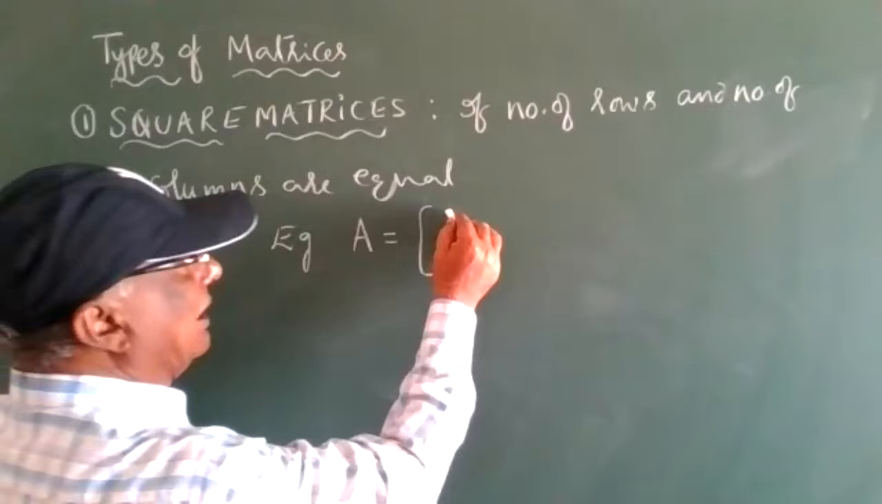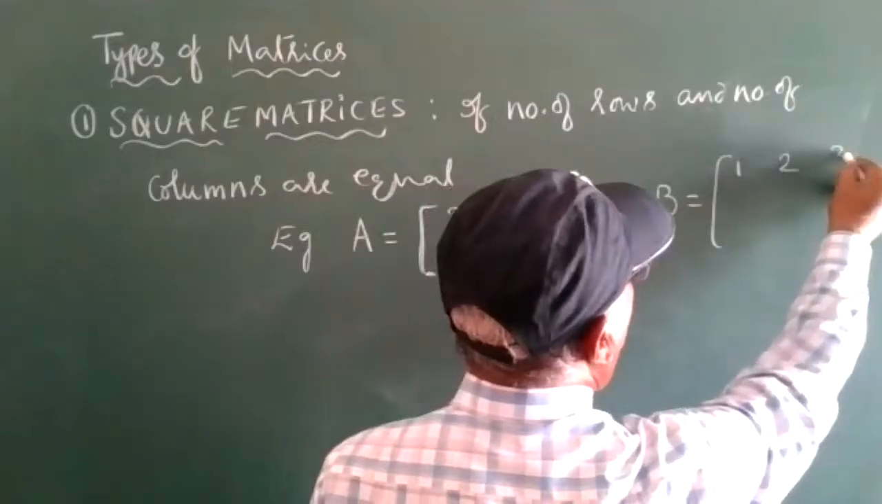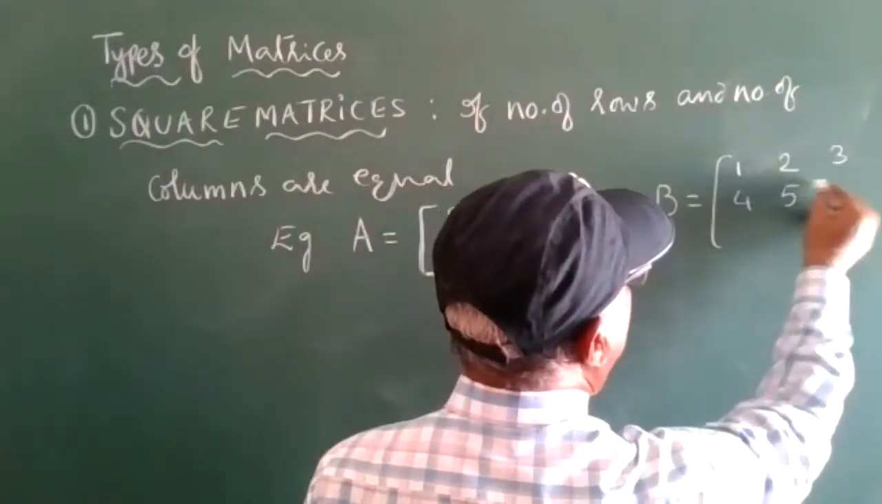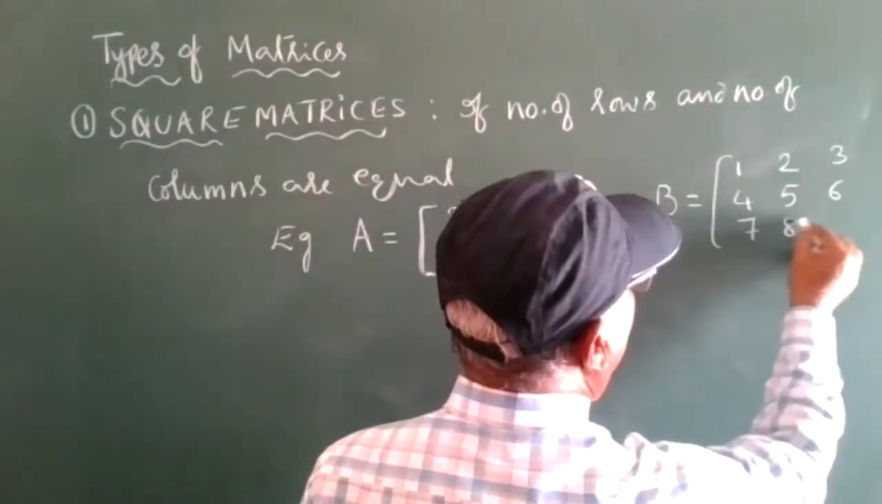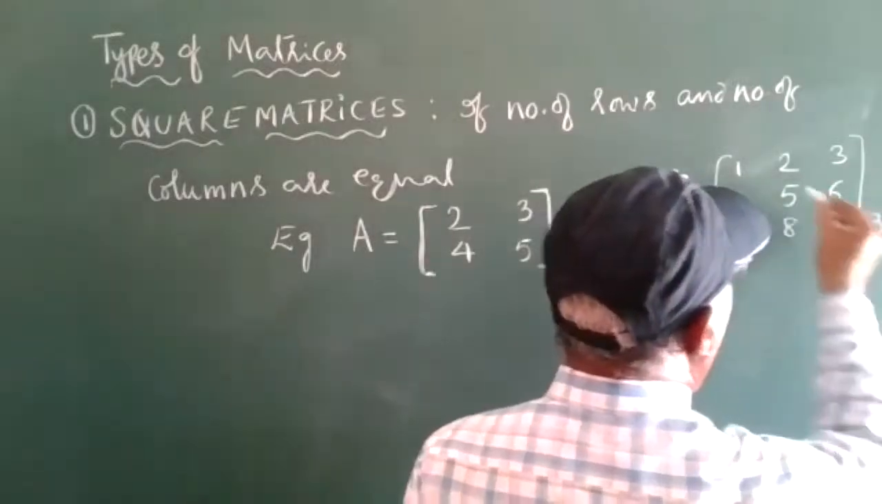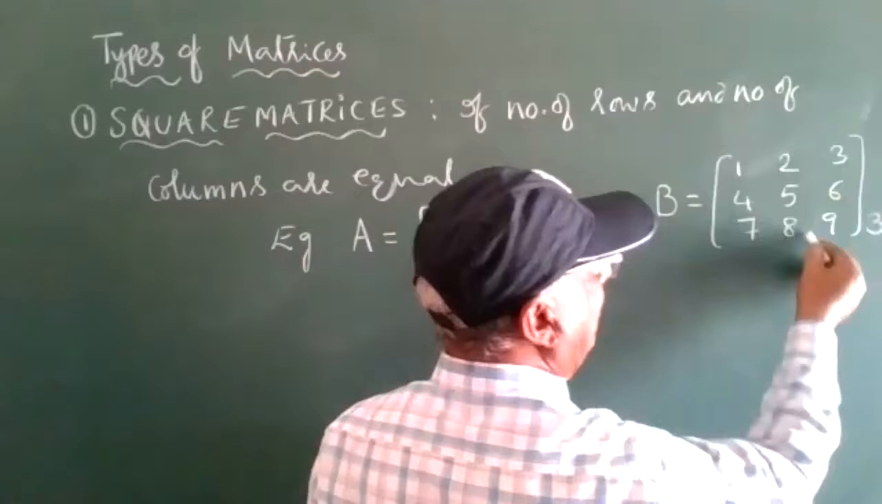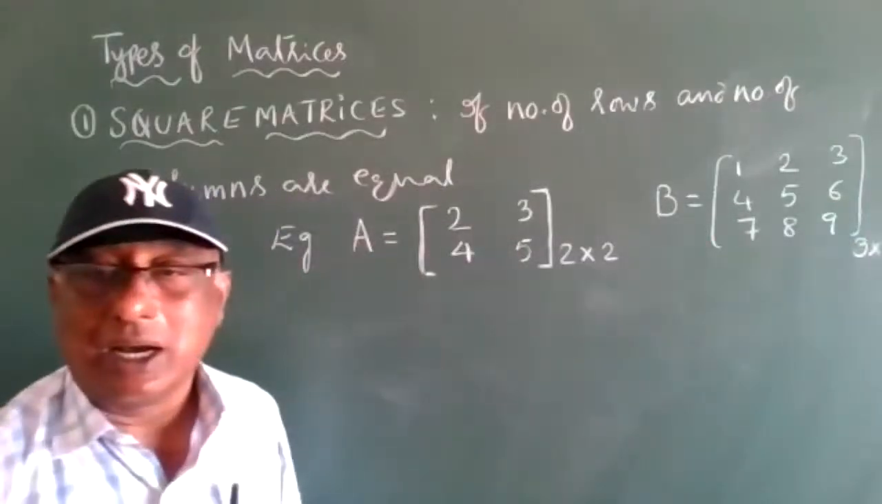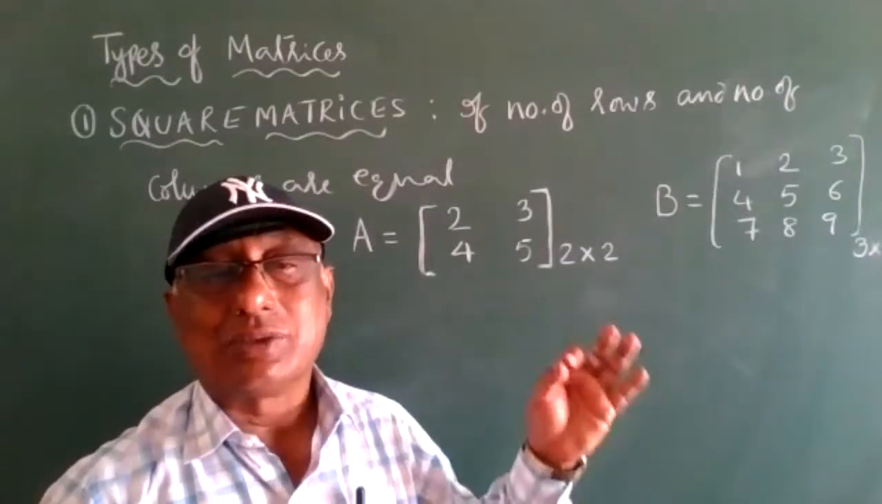I will write capital B as the symbol of the matrix: 1, 2, 3, 4, 5, 6, 7, 8, 9. Here there are 3 horizontal lines and 3 vertical lines. Both are equal. So what is the name of this matrix? The name is square matrix. Therefore, 3 rows and 3 columns, it is called a square matrix.